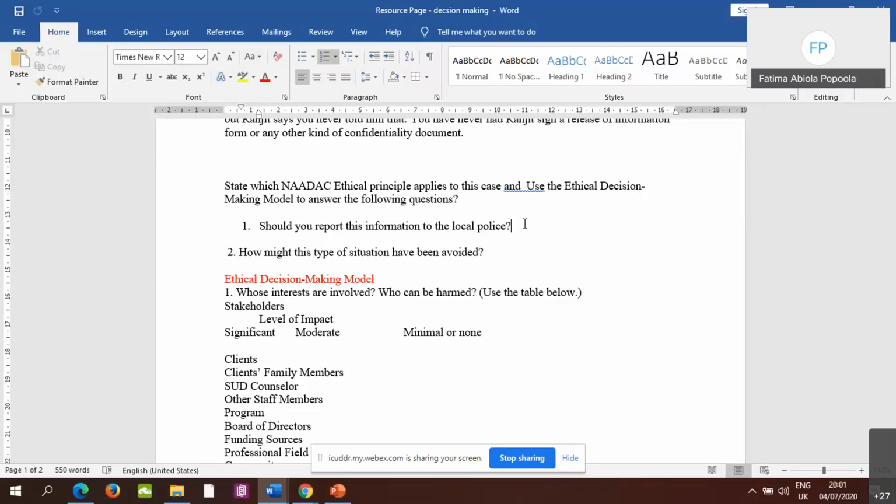Yes. Remember, under Principle 3, it's Standard 8, imminent danger. If there is imminent danger to self or others, we are bound ethically to ensure we safeguard the lives of others. So clearly, I'm glad that we are on the same page. Anybody with a different opinion regarding reporting to the police? Okay. The last question is, how might this type... Yes, go ahead, Prof.